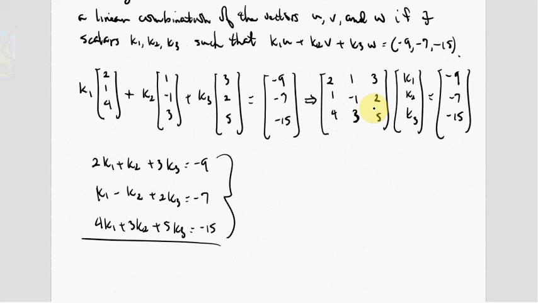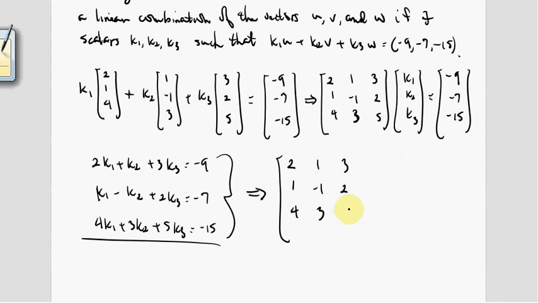So what are we putting in our calculator? 2, 1, 4, 1, negative 1, 3, 3, 2, 5, negative 9, negative 7, negative 15. It's what we started out doing in the beginning of the semester. So now we solve that, and when you solve that, you're solving for those constants, k1, k2, k3. If they exist, then we say that that vector negative 9, negative 7, negative 15 is a linear combination of the vectors u, v, and w.